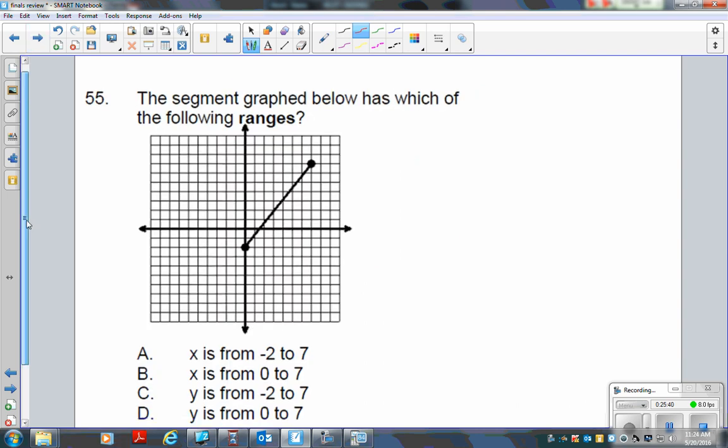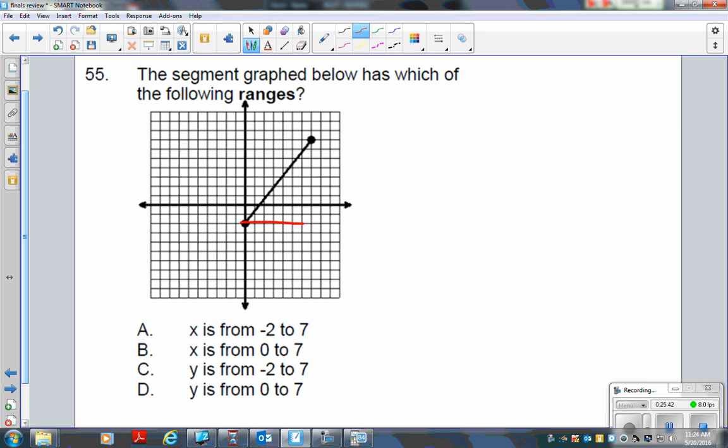All right, they want to find a domain and range, so all you do is draw a box around it. When you draw a box around it, you're going to have to remember that the domain is the x and the range is the y value.